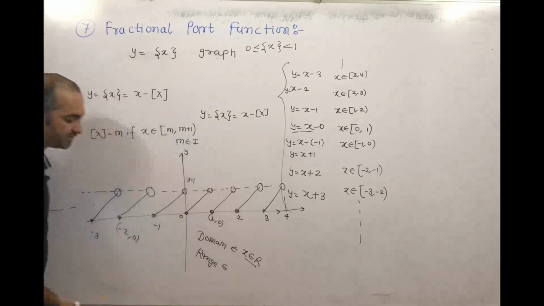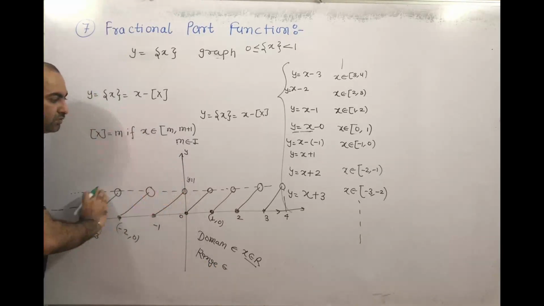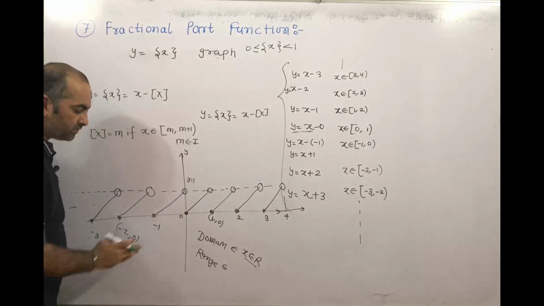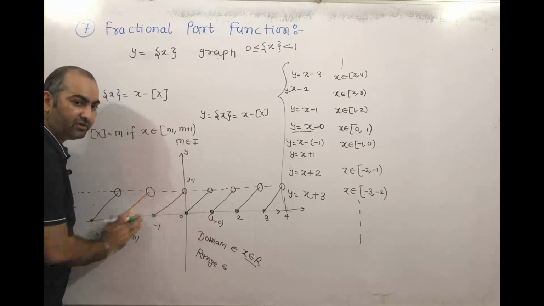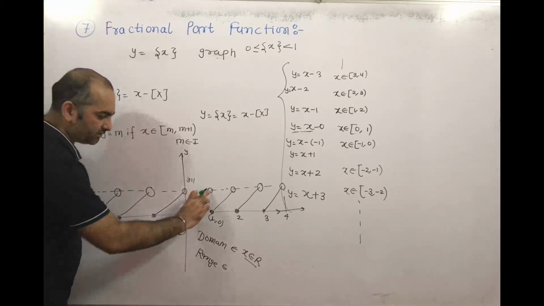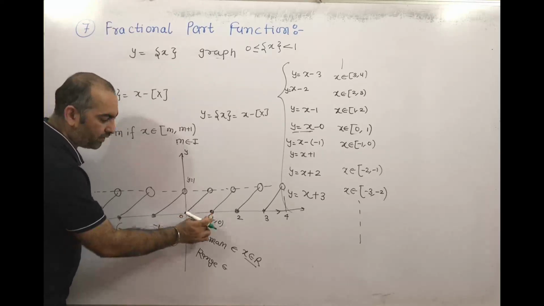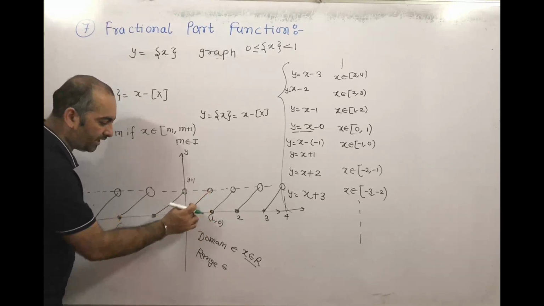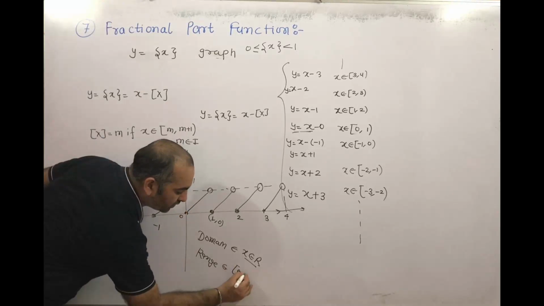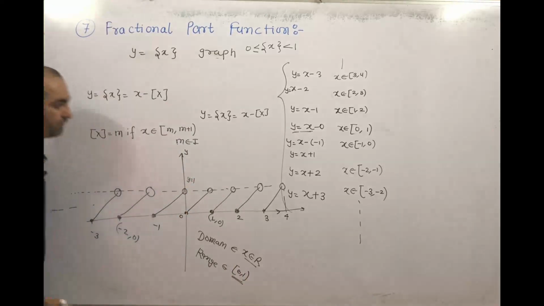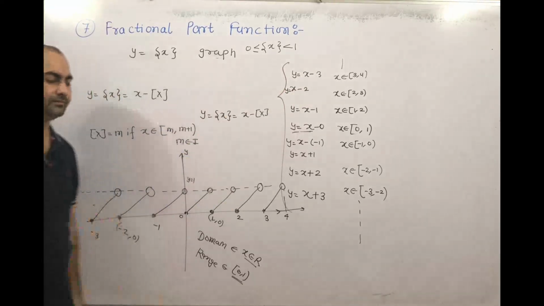Now you can see the range. From the graph, we can see that this graph is lying from 0 to 1, and y equal to 1 is not possible. So 0 is possible, y equal to 1 is not possible, and between 0 to 1 every value is possible. You can check this in one interval, 0 to 1. So 0 is coming, and at 1 we are not getting y equal to 1, but every value is coming between 0 to 1. So range is what? Closed at 0, 1 is open. So the range of the fractional part of x is 0 to 1. Clear?